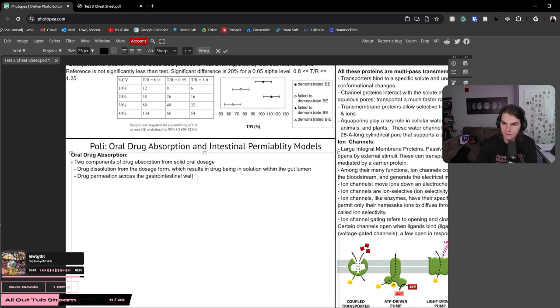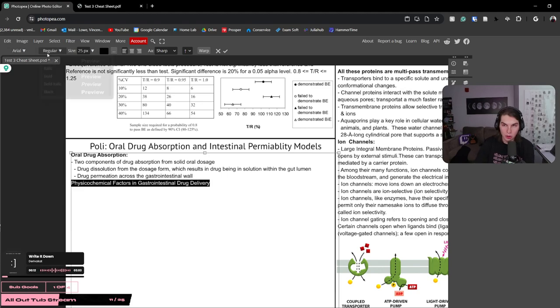So we're going to look at the physiochemical factors in gastrointestinal drug delivery. And again, chat, when we're talking about gastrointestinal, we're talking about the stomach and basically the intestines. Because essentially what happens when you take a drug orally is it goes into your stomach.